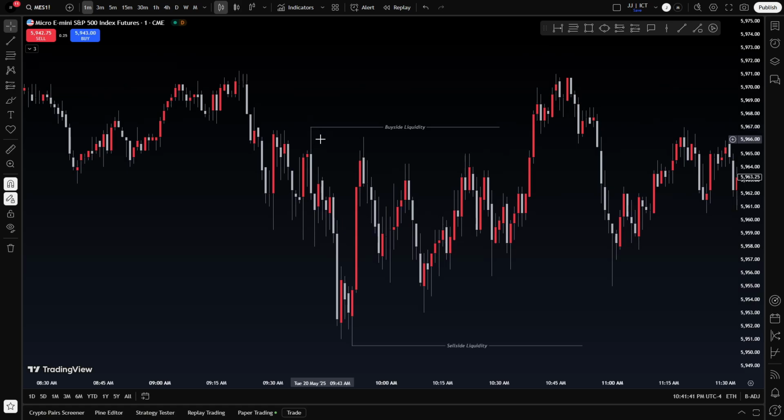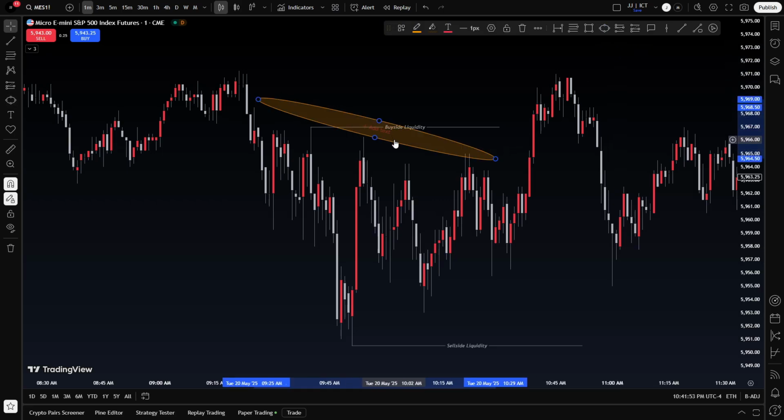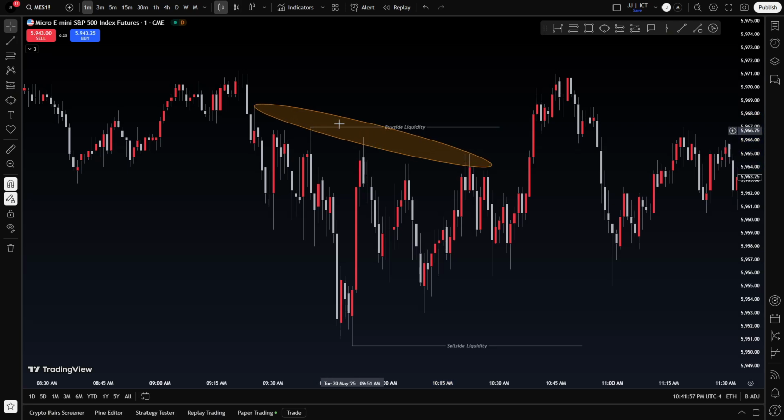Very cool, right? But where does the high of the opening range, what is it relative to? These highs right here. So what does that make that? Relative equal highs, or accumulated liquidity. Oh my god. How beautiful is that? That is amazing. Yeah, I know. Accumulated liquidity right here. So what is price going to do?